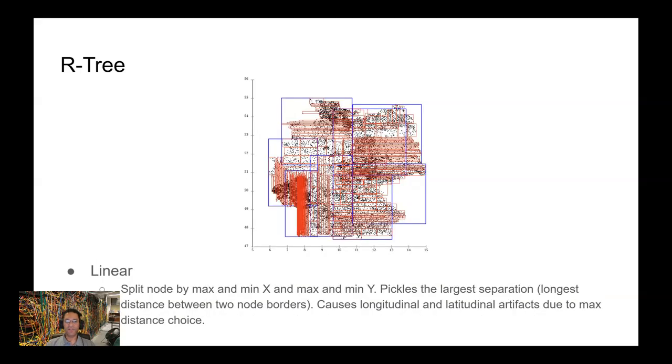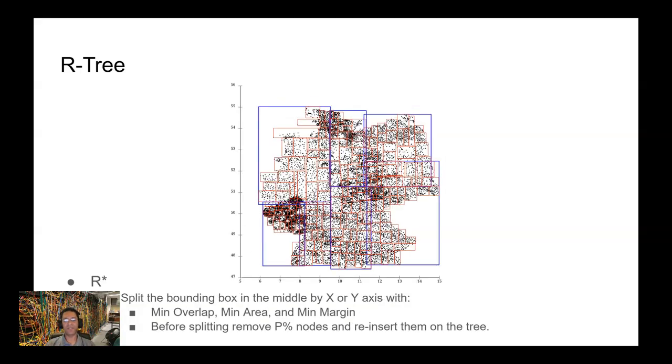To try to solve this problem, there is the linear case, which doesn't really solve it. You end up with both: longitudinal artifacts and latitudinal artifacts. The best one comes with some more computation overhead, but this is what you would expect for a well-behaved index: the R*. You have three criteria used for computing the bounding box. The first one is minimal overlap of the bounding boxes, so the computation stays log n. Then minimal area and minimum margin. So it uses these three numbers to compute the bounding box.